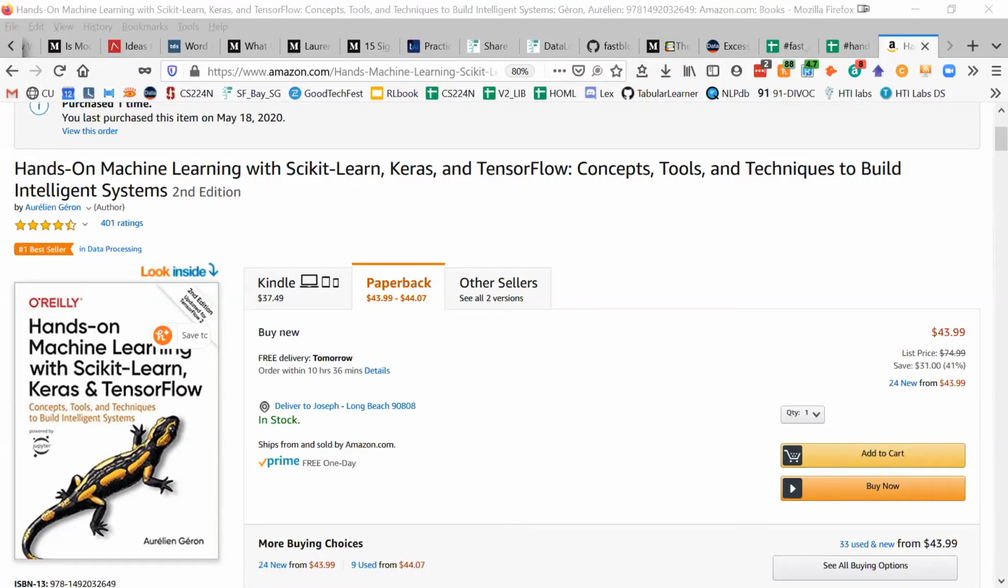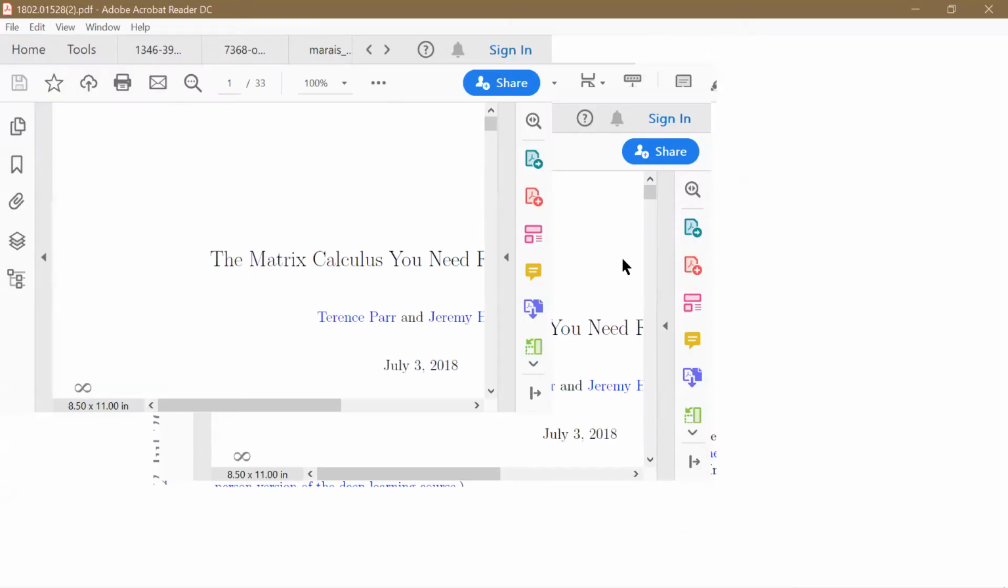All right, so for today, we're going to look at this paper. I'd like to say a few words first about the paper. Notice the title, let me share it again. The title of the paper says, the matrix calculus you need for machine learning.